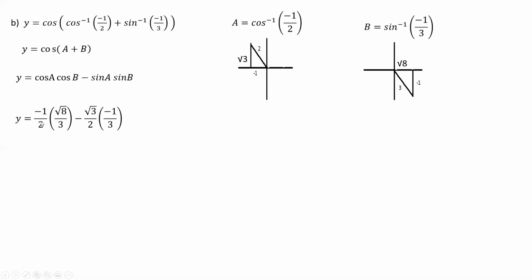I'll do it again. Cosine of A, angle A, x over r. There's our -1/2. Cosine of B, angle B, x over r. There's our √8 over 3. Sine of A, angle A, y over r, √3 over 2. Sine of B, angle B, y over r, -1/3. So we get a -√8 over 6 and a positive √3 over 6, and I think that's all we can do with that one.